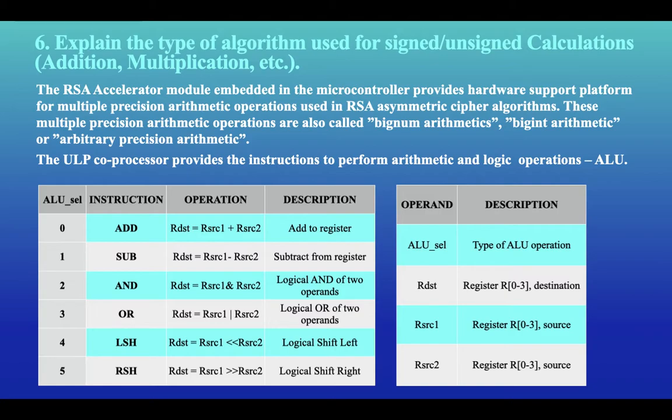The ULP coprocessor also provides instructions to perform arithmetic and logic operations, ALU. There is another table over here, operand, with the description. ALU_SEL gives the type of ALU operation. Rdst gives the register R0 to R3, destination. Rsrc1 is register R0 to R3, source. Rsrc2 is register R0 to R3, source.